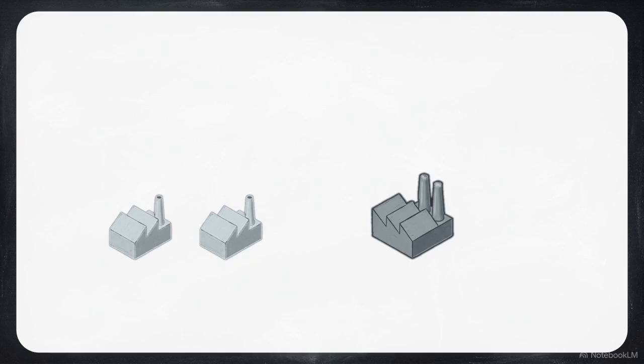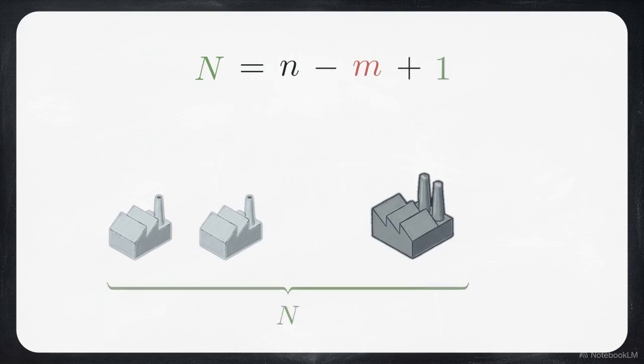Consider a scenario where a block of M firms agrees to merge into a single entity, but they achieve no cost synergies in the process. To find the new total number of firms, we take the original count, subtract the merging firms, and add back the single merged entity. Our new market size is big N.